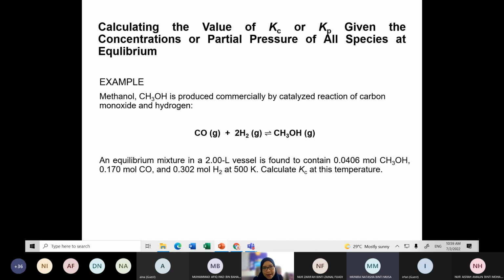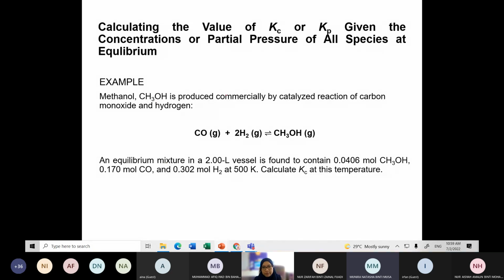So kita nak apply the concentration. Just now you just express in terms of concentration lah. Now we want to calculate the value of Kc, the numerical value, nombor dekat situ. Okay, alright. So we're going to start applying values now. So let's look at an example.